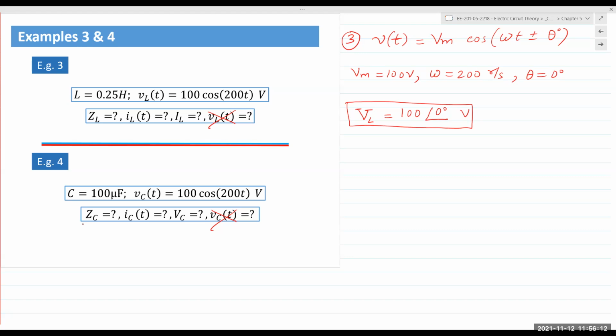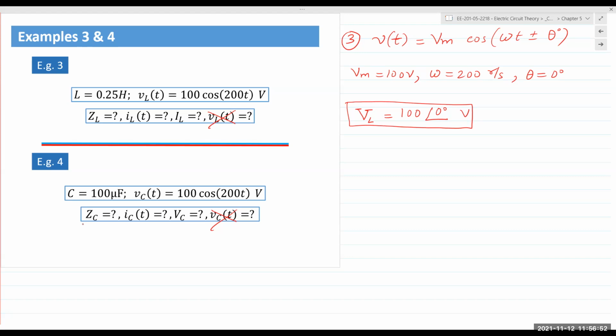Think back to chapter 3. If you were given the inductor voltage and you need to find the inductor current, what do you do? VL is L di over dt. So if voltage is given, inductor voltage is the derivative of the current. If the voltage is given, what do you do to find the current? You integrate the voltage. You have to solve that integration.